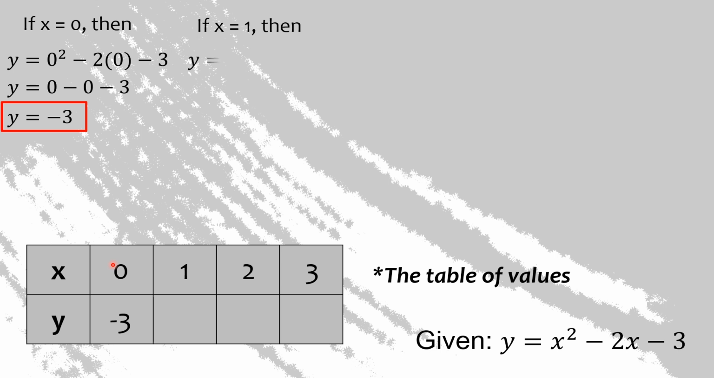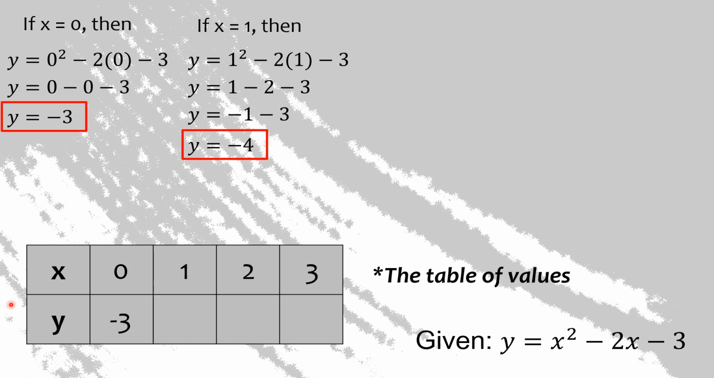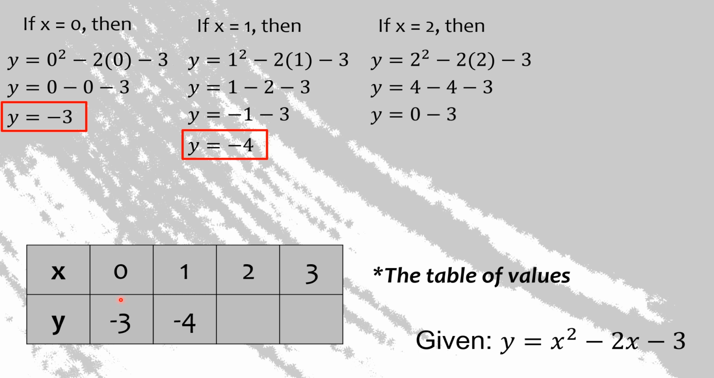Next, if x is equal to 1, then y equals 1 squared minus 2 times 1 minus 3. And then simplify, y equals 1 squared is 1, negative 2 times 1 is negative 2, minus 3. And then, the value of y will be 1 minus 2 is negative 1, minus 3. And then, the final value of y will be negative 4. And then, ilalagay natin ang negative 4 sa baba ng 1. So, meron na tayong pangalawang ordered pair. Next, if x is equal to 2, then y equals 2 squared minus 2 times 2 minus 3. The resulting equation will be y equals 4 minus 3. 4 minus 4 is 0, and then bring down natin yung negative 3. So, the value of y, if x is equal to 2, is negative 3.